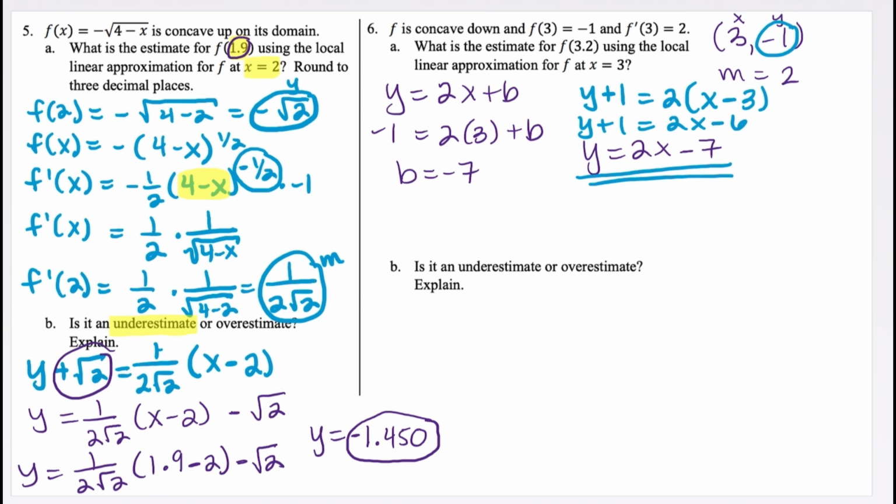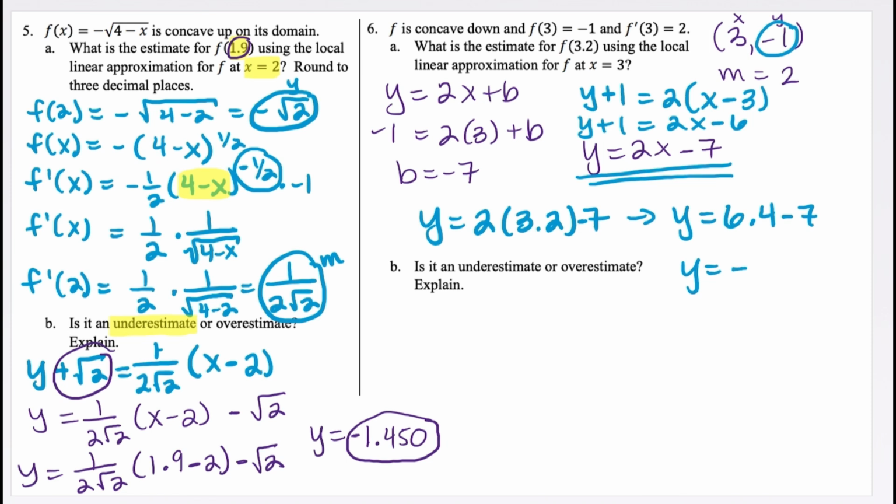Now, it says, what is the estimate for f of 3.2 using local linear approximation for f at x equals 3? So we're going to use that tangent line and plug 3.2 into it. So y equals 2 times 3.2 minus 7. 2 times 3.2 is going to be y equals 6.4 minus 7. So y is going to be negative 0.6.